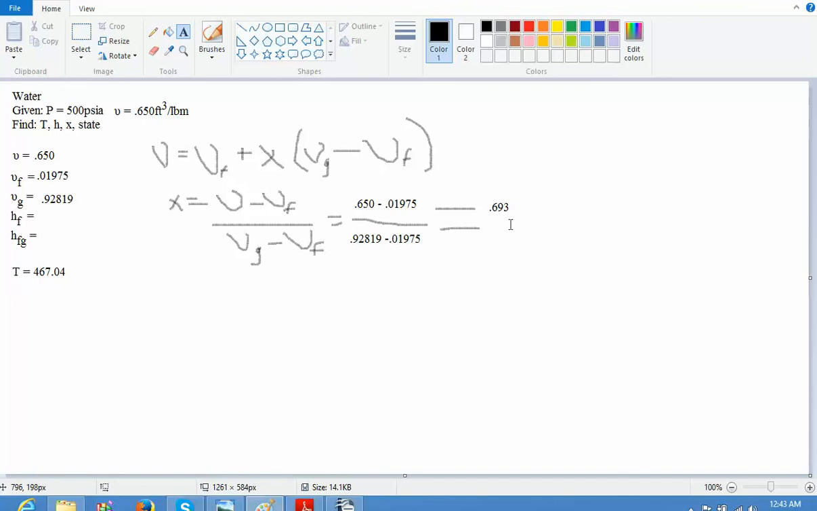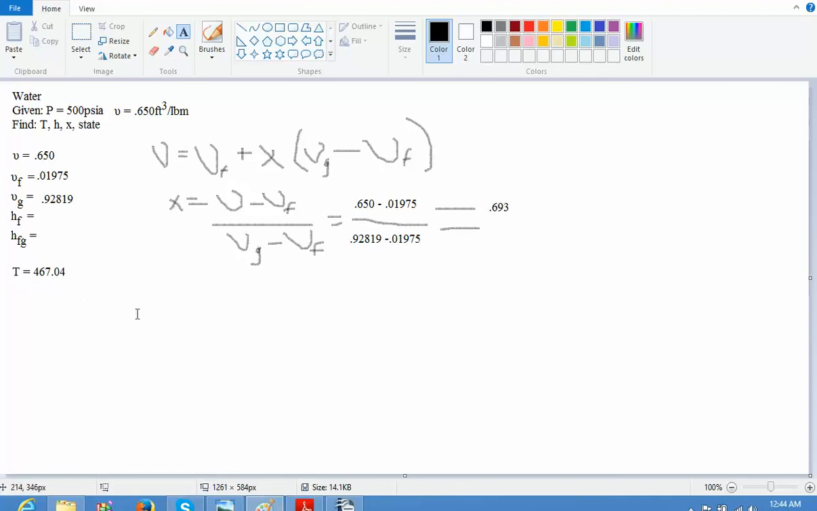And this 0.693 verifies that it is in the saturated state, because we're trying to find the state. I assumed it was saturated because that's just my first assumption. But now I know for sure that it's saturated because the quality is not 0 and it's not 1. If it was 0, it would be a compressed liquid. If it was 1, it would be a saturated vapor. Since it's 0.693, it's a mixture of the two. Okay, so that's right. So now we know the temperature. We also know the quality, and we know the state.